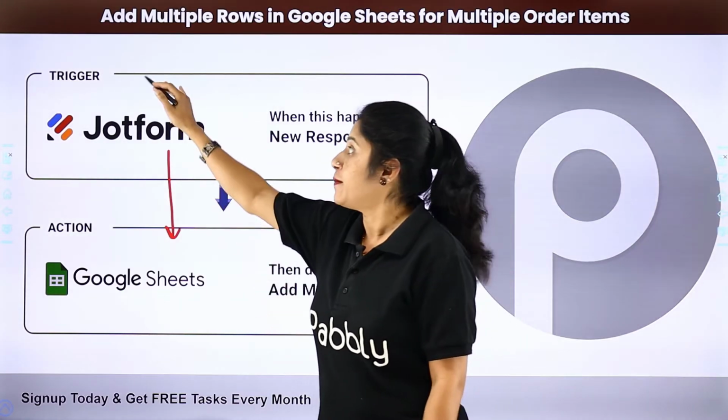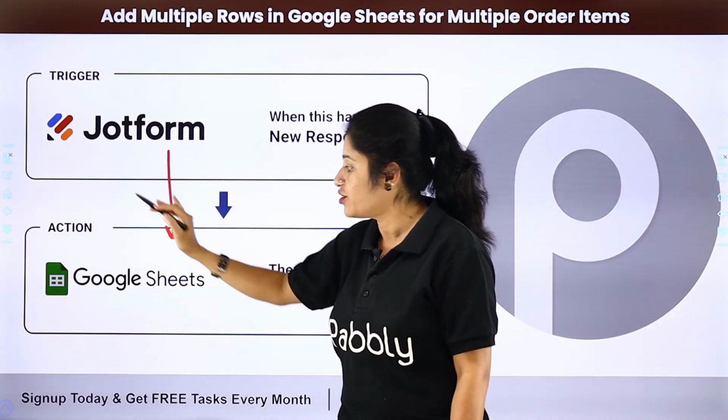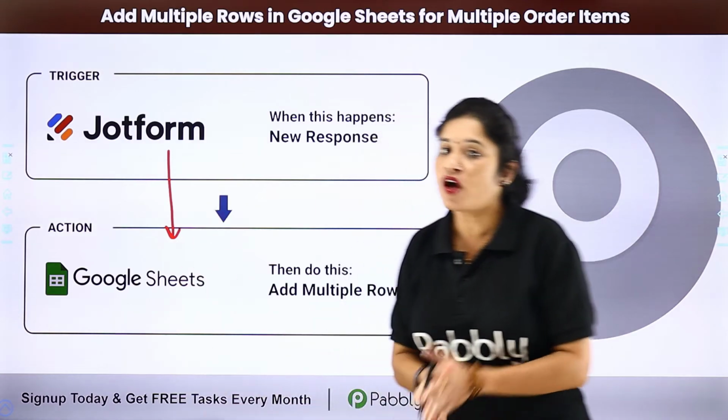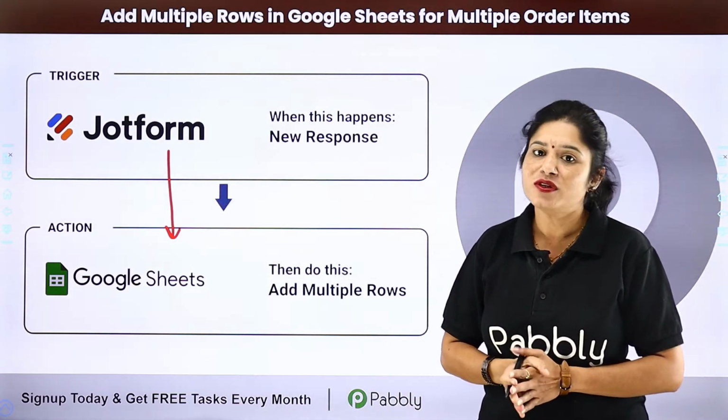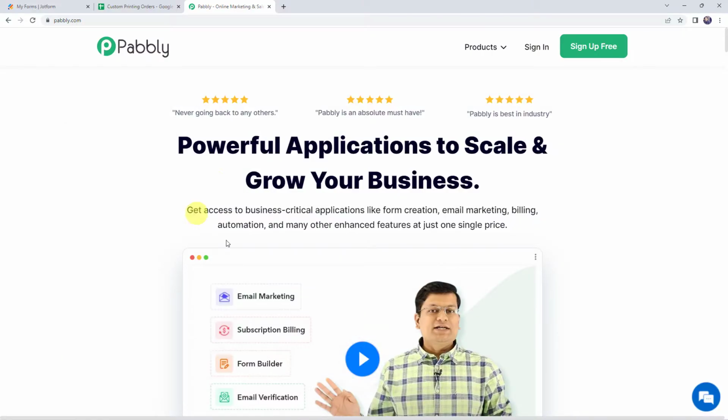So here your trigger application would be Jotform and your action application would be Google Sheets. So how can you integrate both these software applications using Pabbly Connect? For that, you need to come to my screen. To integrate Jotform with Google Sheets, first we need to log into pabbly.com. This is the website of Pabbly.